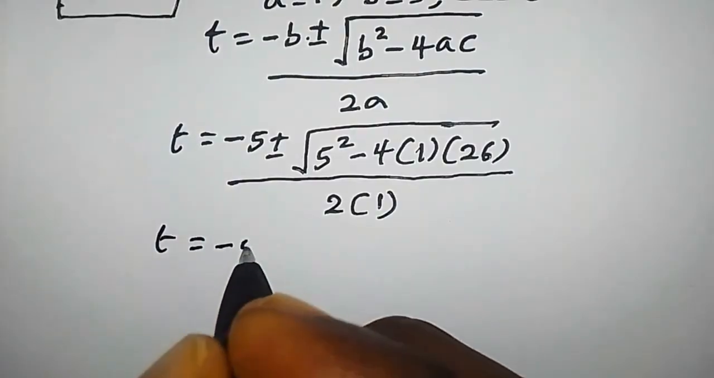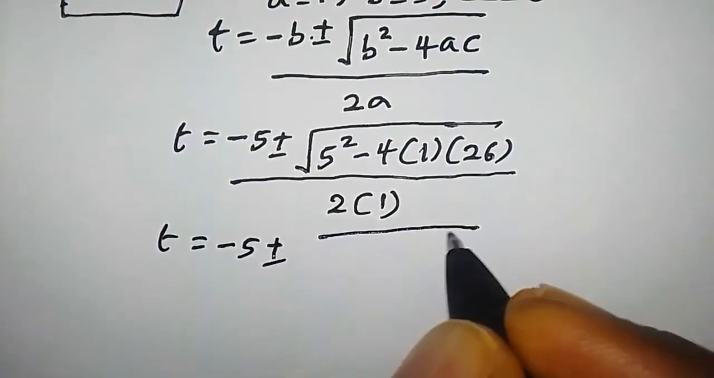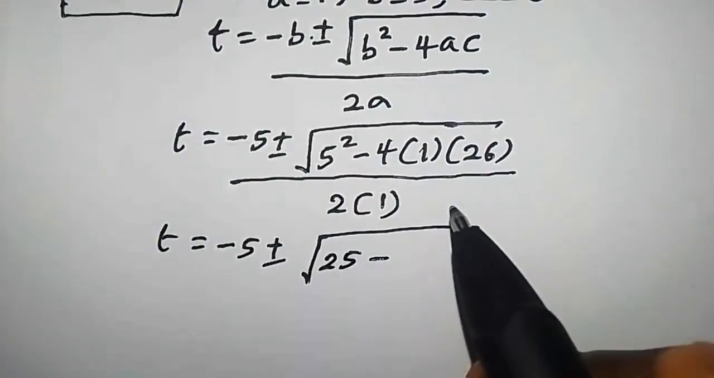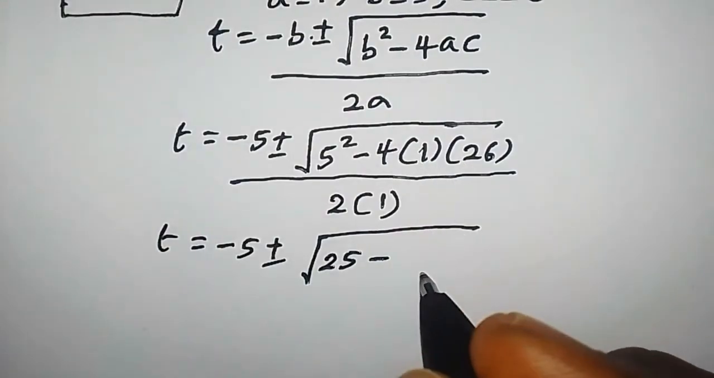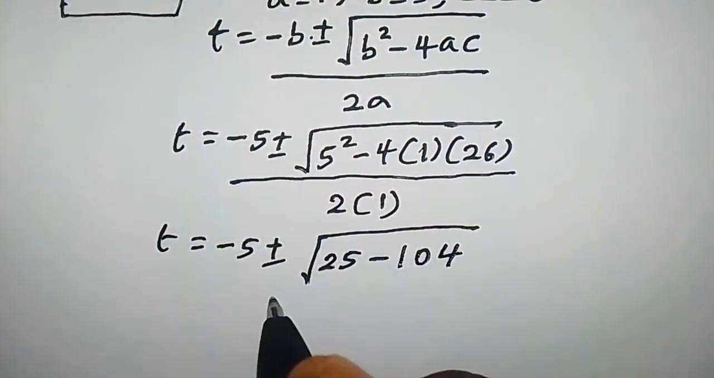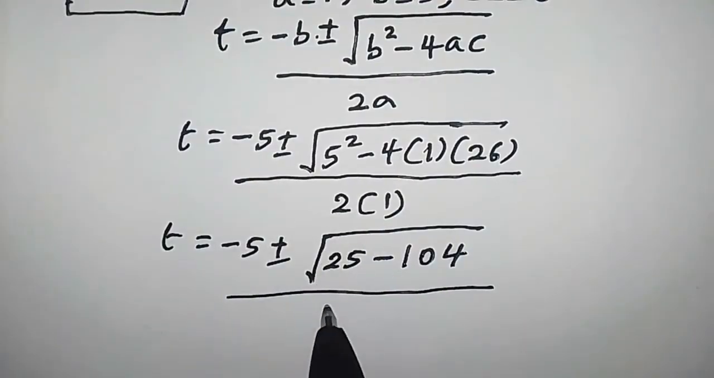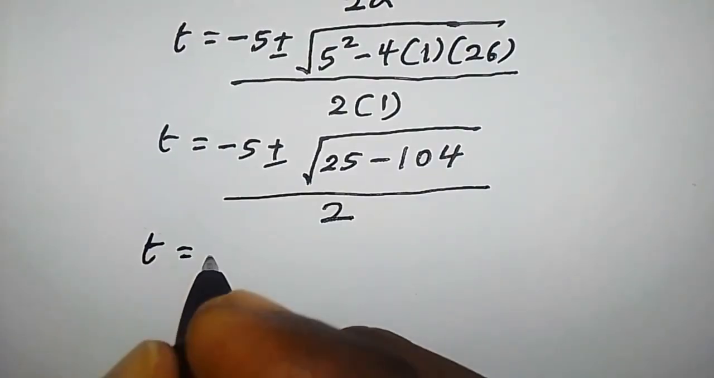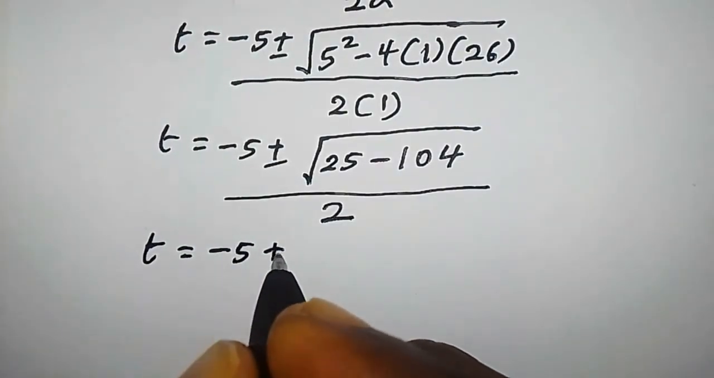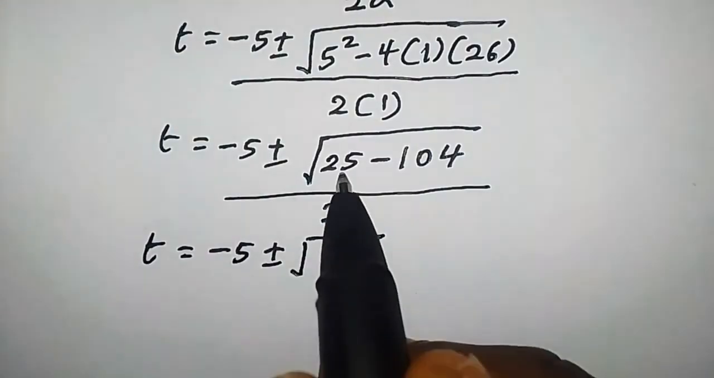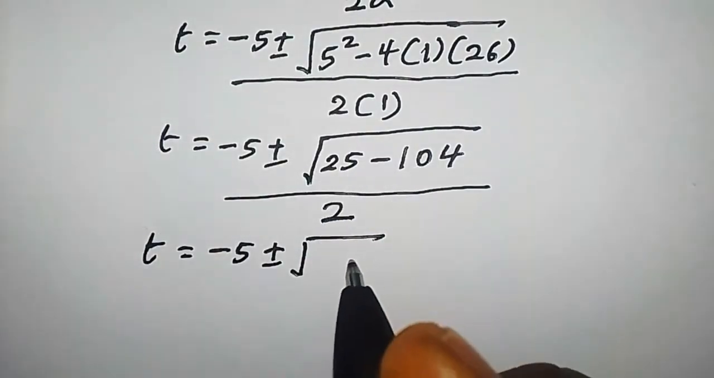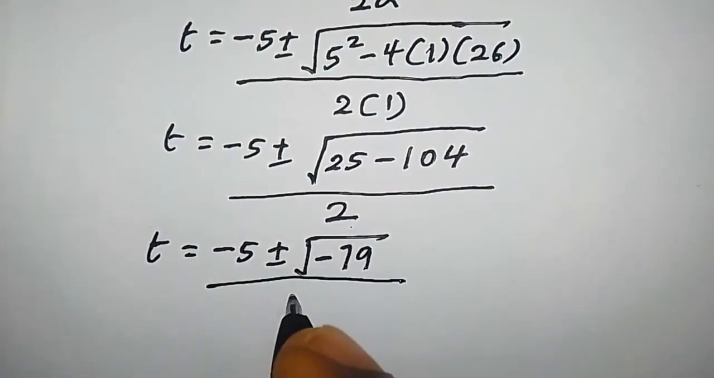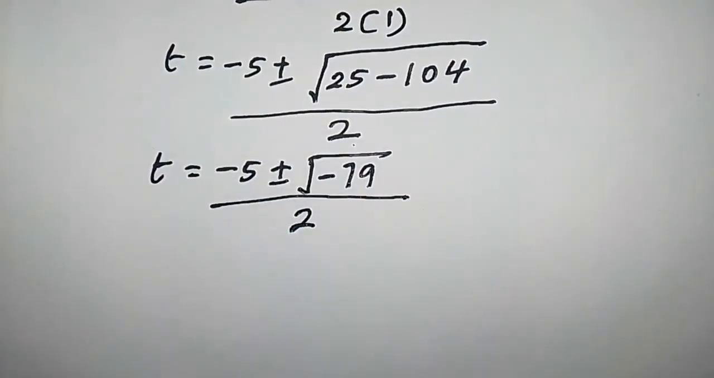t is equal to minus 5 plus or minus square root of 5 square, 5 times 5, that is 25, minus 4 times 1 times 26, that is 104, divided by 2 times 1, we have 2. Let's proceed further. t is equal to minus 5 plus or minus square root of 25 minus 104, that is negative 79, divided by 2. Let's continue.